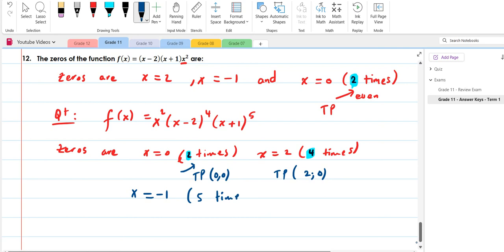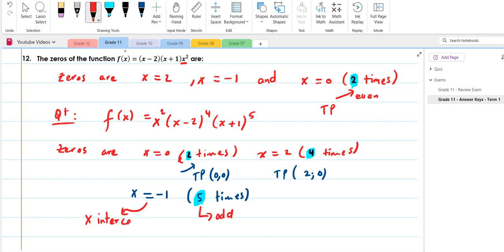Because it's an odd number of times, it will just be an x-intercept. It will just cut through the x-axis. You can't say there is a turning point or a vertex at x is equal to negative 1. So the x-intercept is negative 1.